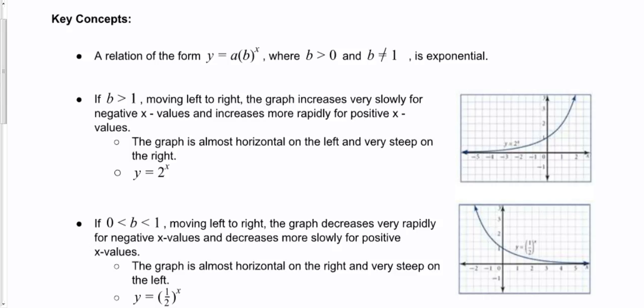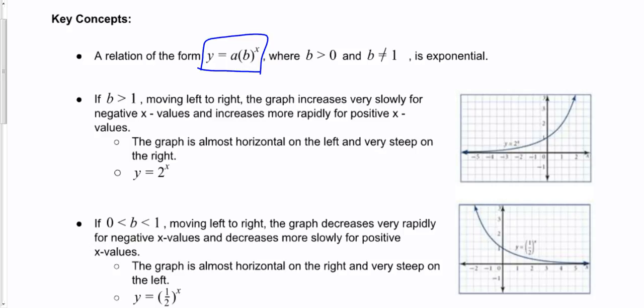To quickly summarize what we've learned about exponential relationships today, we know that a relationship in the form of y equals a times b to the exponent x is going to be an exponential relationship. The b value has to be bigger than 0, and the b value cannot equal 1. It can be any other number, but it cannot equal 1.